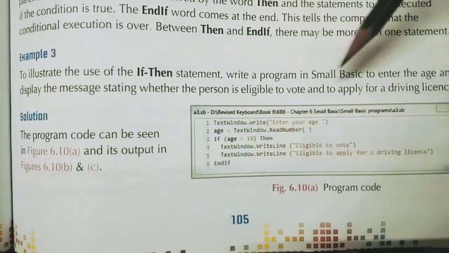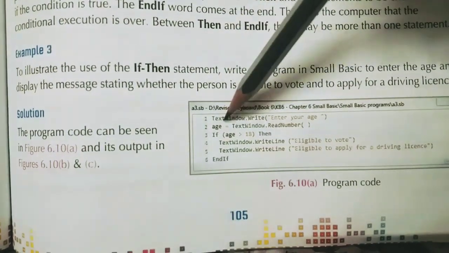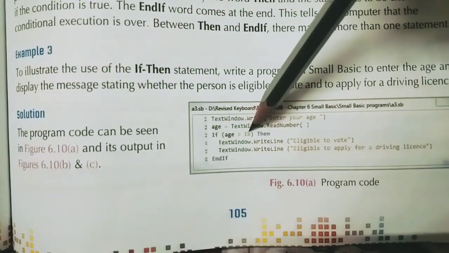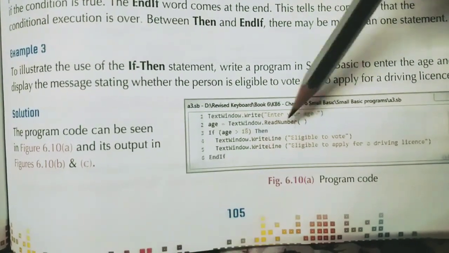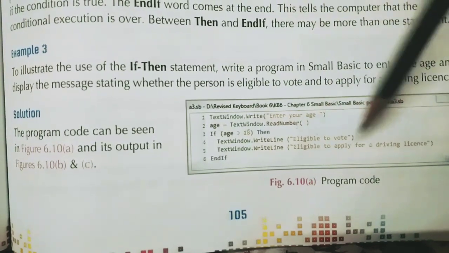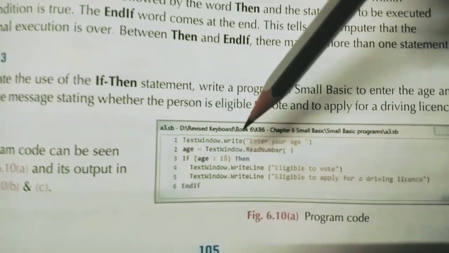You have to enter your age. When you enter your age, it will check the condition whether it is greater than 18 years or not. If it is 18 years or older, then the message "eligible to vote" will come, and "eligible to apply for the driving license" will come. So how it is written, see.